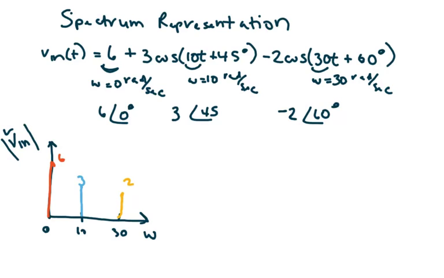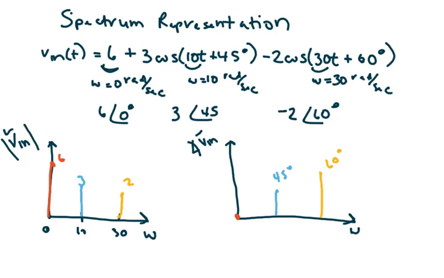Okay, so now we want to look at the phase, and the phase will be the angles associated with each of our phasors. Okay, so again, we have 0 degrees, we have 45 degrees, and we have 60 degrees. Okay, so again, this is the magnitude and the phase for this signal representation.